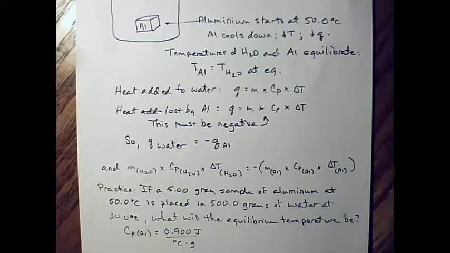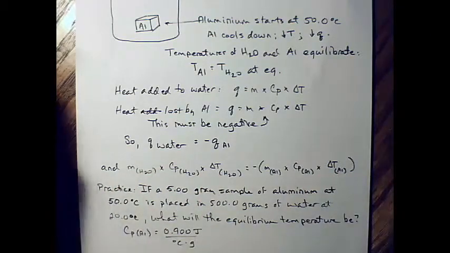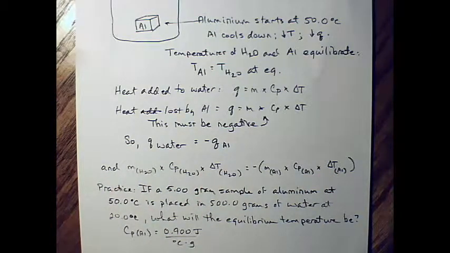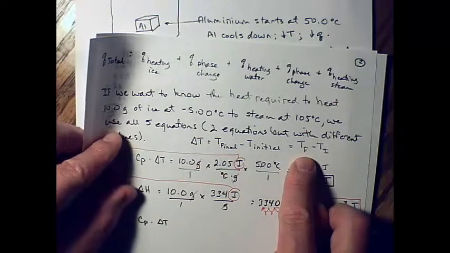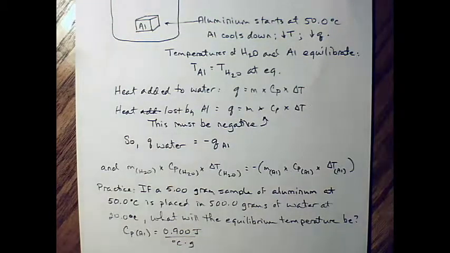Now, the thing you need to remember is delta T, where did I put that in your notes, is temperature final minus temperature initial. Okay, right here. You know the initial temperature for both the water and the aluminum. I gave it to you. You're looking for the final temperature. That's the equivalency temperature, the equilibrium temperature.